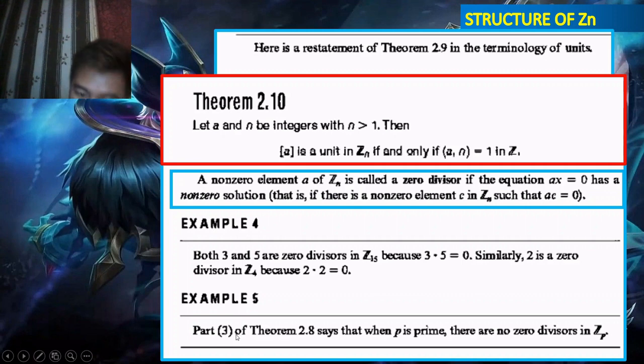So, in part 3, if BC is equal to 0 in Zp, then either B is 0 or C is 0. In a zero divisor, both A and C must be non-zero with AC equal to 0. But in a prime modulus, one of them must be zero. That is part 3: when BC is equal to 0 in Zp, then B is 0 or C is 0. So there are no zero divisors; the Zp have no zero divisors.